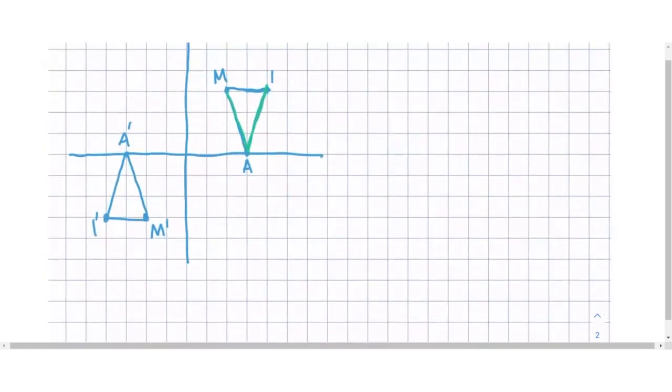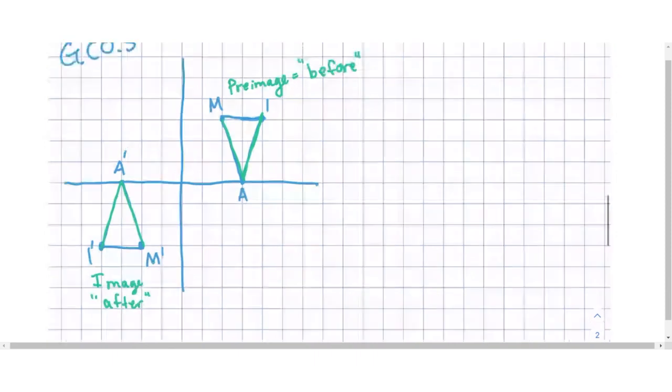How would they get, what is the way to describe how you would get from the one without the primes? And so this is also another thing you need to know. This is called the pre-image. Before you do anything, this is the before. And then this is called the image, which is also like saying it's the after. So what transformation would get us from the pre-image to the image here?